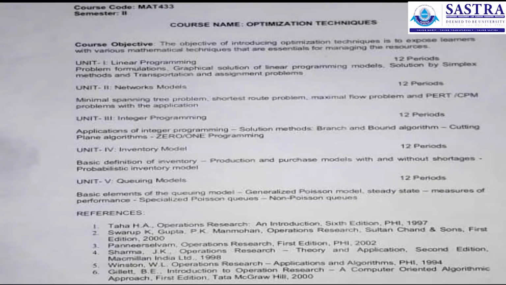And the probability concepts are also associated with that. That is, when the normal time of completion of a project is so much, what is the probability that the project can be completed in less time or some more time? That type of application also comes there.